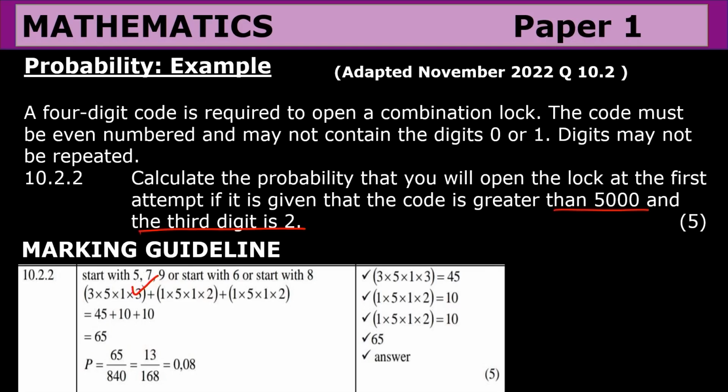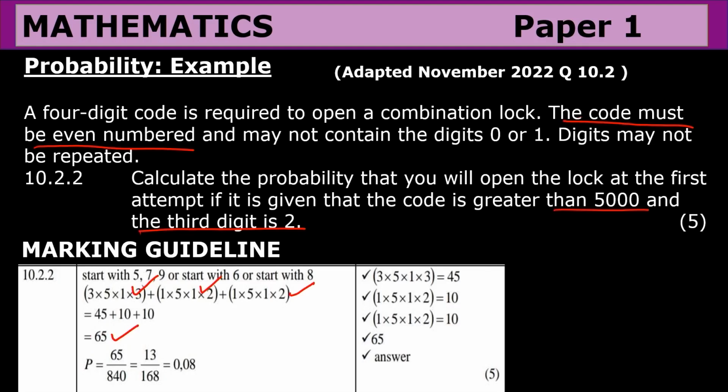There's either going to be a code that starts with a 6. That's going to be a mark. And of course, a code that starts with an 8. That's going to be a mark. So that's going to ensure that the code is greater than 5,000, and also making sure that the 3rd digit is a 2. And of course, not forgetting that it needs to be an even number as well, because they said there that the code must be even numbered. So taking all of that into account, then we're going to add all of those possibilities up, and it gives us 65 of the different combinations.